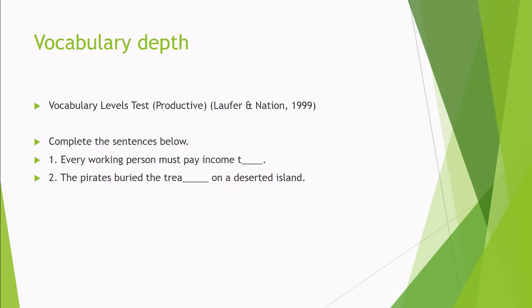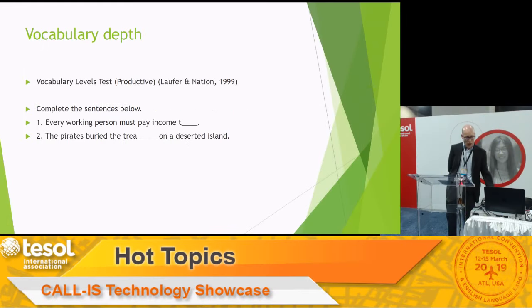Okay. Now, vocabulary depth tests are a little more difficult to construct because you're testing productive knowledge, which is a little more difficult to do. So here is one of the examples below. Every working person must pay income, and then there's the blank. Now, for these tests, it's quite common to give the very first letter, and we do that because we're trying to create a test which only has one possible correct answer. So that's why the T is given, and it's tax.